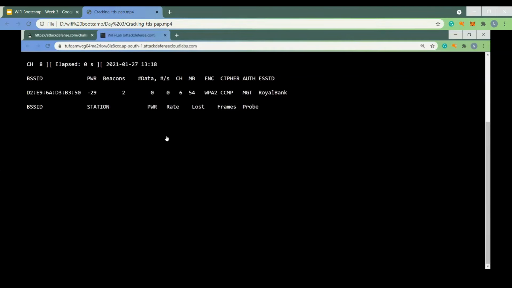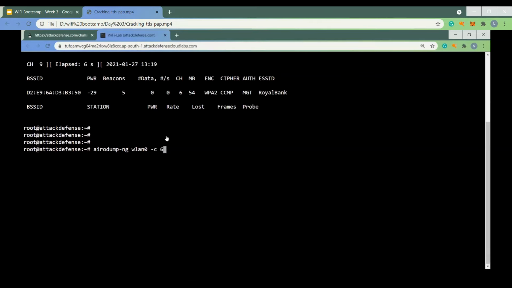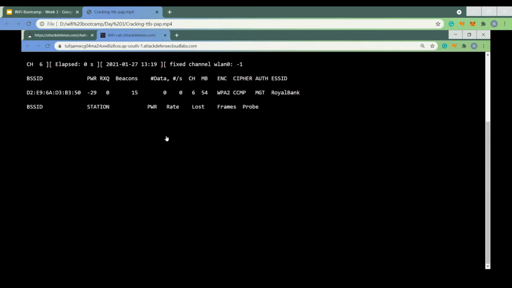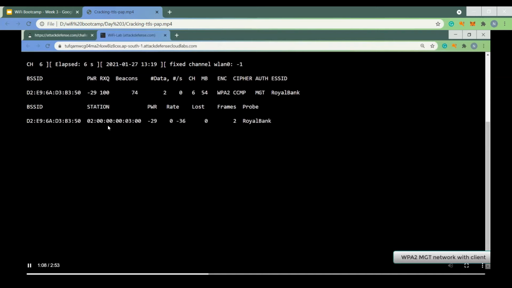So we can observe that the Royal Bank SSID is available on channel 6. Currently we were jumping channels, so that's why we were not able to capture the client. But if we set the channel to 6, and that is what we will do, we will also be able to see the client. So there you go. You can see the channel is fixed to 6, and this is the client MAC. It is connected to this guy.